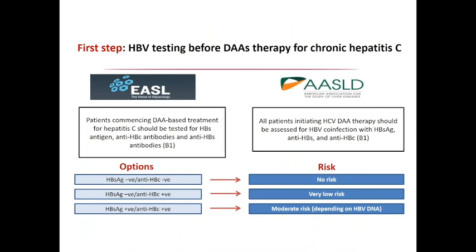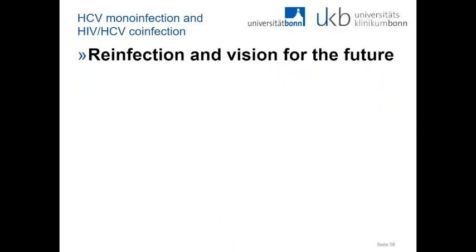Next slide. That has led to guideline recommendations that if you start hepatitis C therapy, you should have a hepatitis B serology first, so that in the setting of having also chronic hepatitis B, if you are having high levels of hepatitis B viral load, you should then receive hepatitis B treatment in parallel in order to prevent a flare of hepatitis B once hepatitis C is cured. Next slide, please.